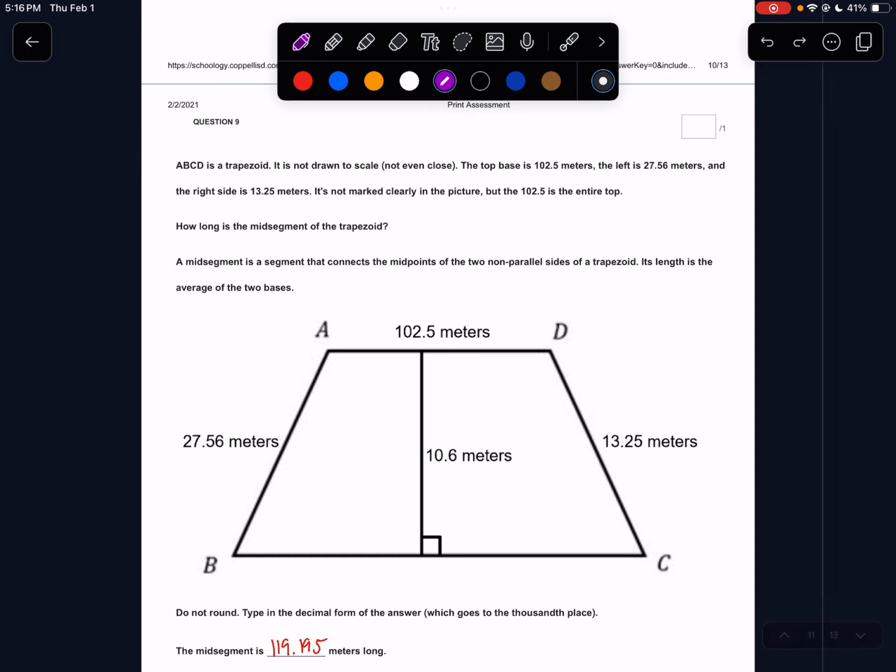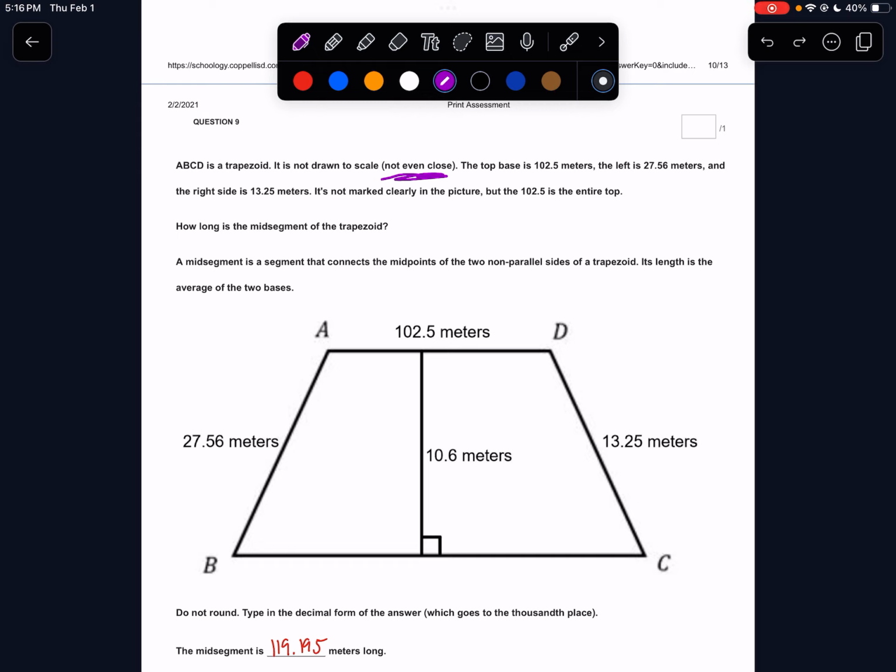ABCD is a trapezoid. It is not drawn to scale, not even close. The top base is 102.5. The left is 27.56, and the right side is 13.25. It is not marked clear in the picture, but the 102.5 is the entire top. So this is the 102.5. How long is the mid-segment of the trapezoid?